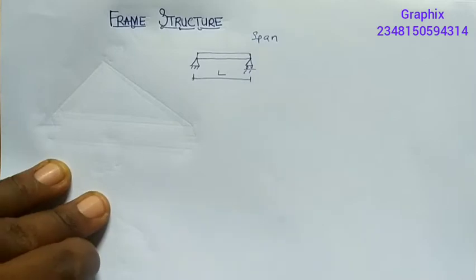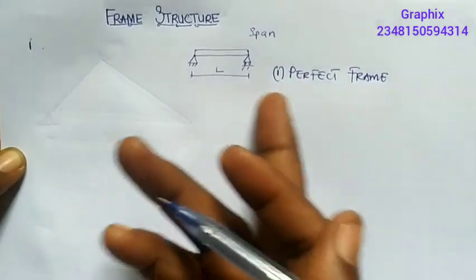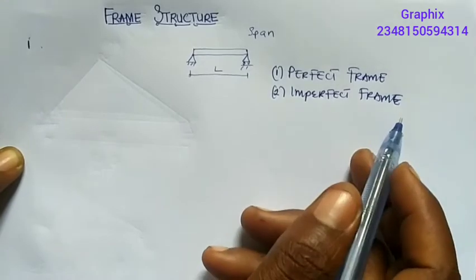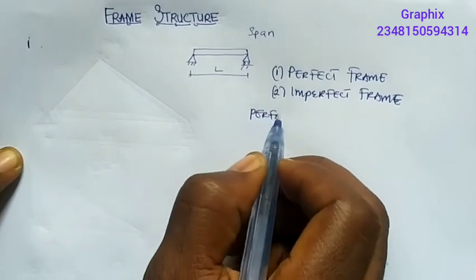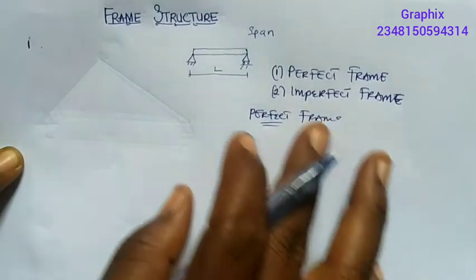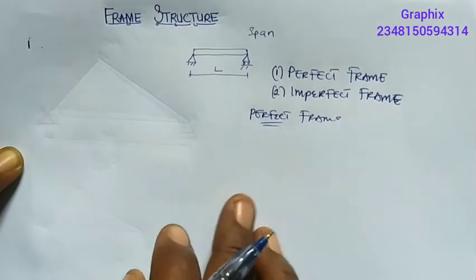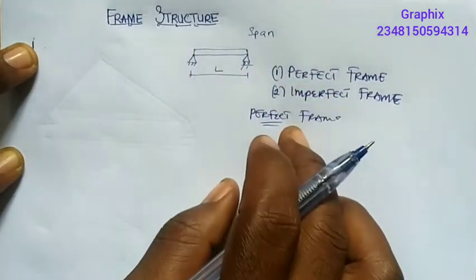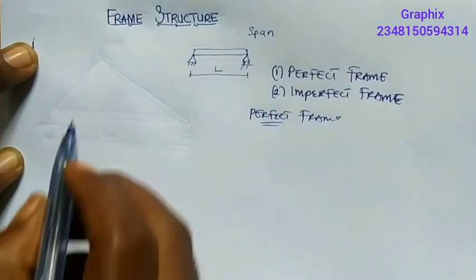We have different types of frame. The first frame that we have is called a perfect frame, and the second one is an imperfect frame. Now let's talk about a perfect frame. A frame is perfect if the number of members in the frame is just sufficient to keep it in equilibrium under any external force acting at its joint, right? Now what do I mean by members? Let's take this for example.